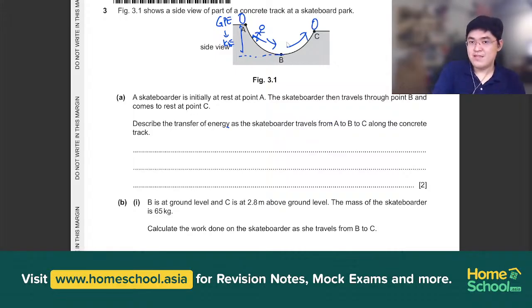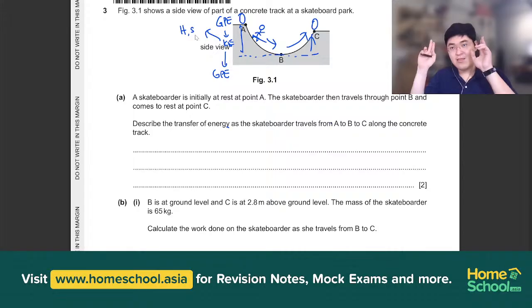From B to C, the height changes again. Now the height goes upwards. So at C, the skater should have gravitational potential energy again. So it converts back to GPE. But at the same time, if you notice, C is lower than A because some of the energy at A is not just converted to KE, but is also converted elsewhere to heat energy, sound energy, and so forth. So some energy is so-called lost to the surroundings in this manner, right?